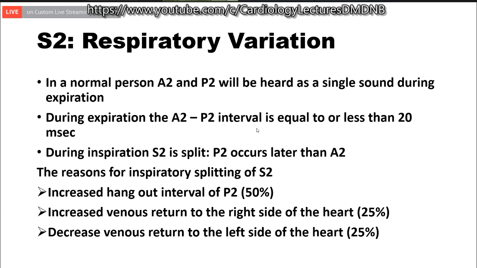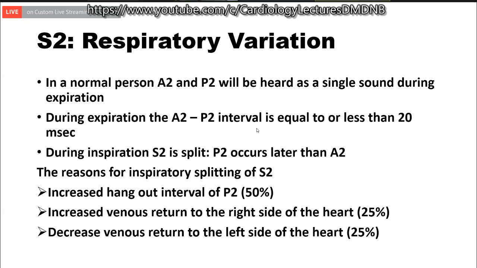And why during inspiration is the hangout interval of P2 more prolonged than A2? Due to increased venous return. Increased venous return to where? RV. No, that will result in a longer ejection time, and P2 will be delayed because of that. But the hangout interval is different. The hangout interval depends upon what? What is the thing which decides the hangout interval?